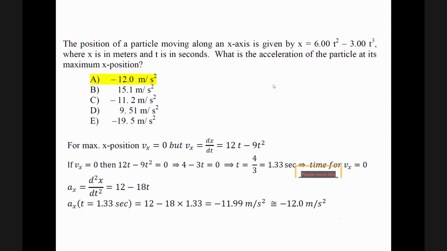Why negative? Yeah, why negative? Because I derived it twice. When you derive, see, this is 12 minus 18t. So t is 1.33. 12 minus 18 multiplied by 1.33 should be negative, minus 12. It should be minus 12. No, it's normal. Just apply the function. Okay.